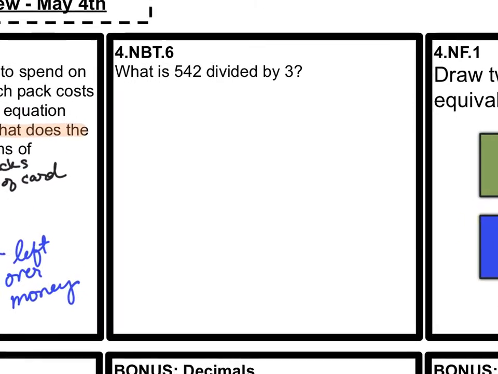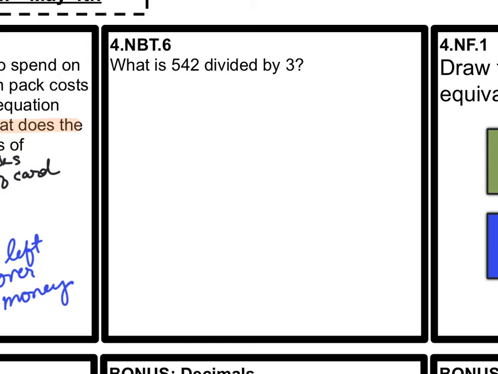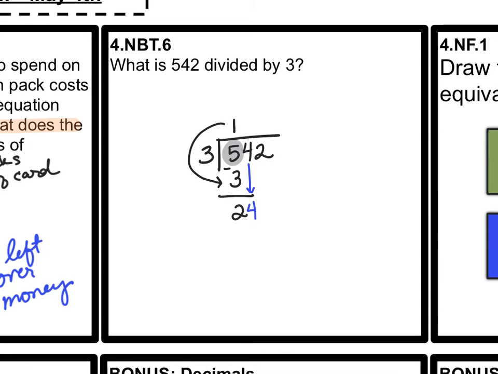Okay, the next problem, one of my favorites. I love doing division. What is 542 divided by 3? I suggest you rewrite it because, holy Toledo, doing it in your head can be tricky. So 542. I'm going to start by thinking to myself, does 3 fit into 5? And since it does, 3 fits into 5 one time. And then I'm going to multiply. 3 times 1 is 3. Subtract. And I have 2 left. My next step then is to take this 4 and bring it down.